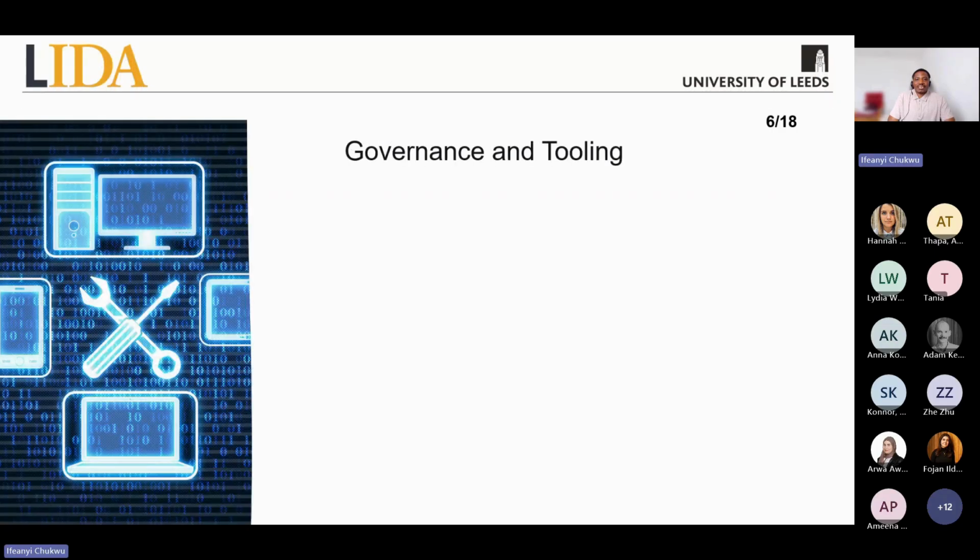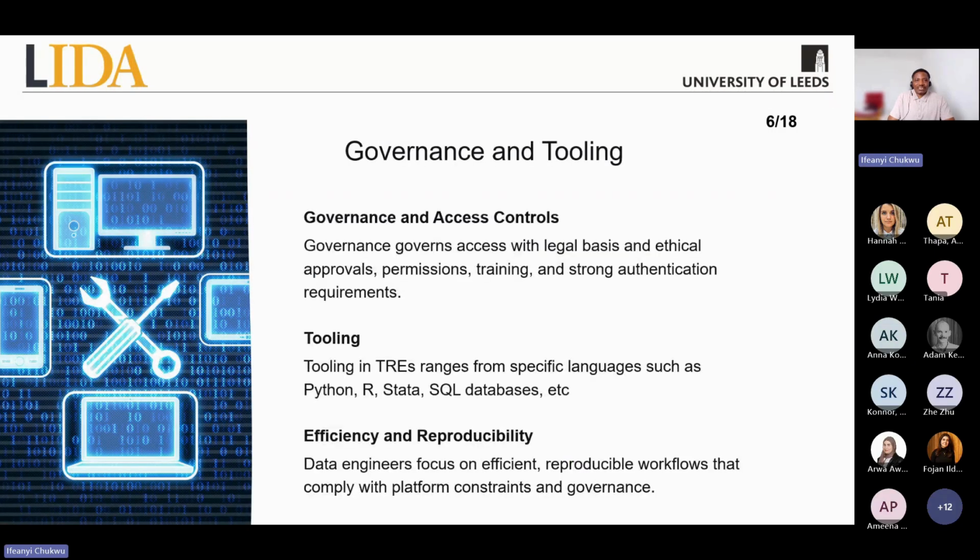So as an attribute of a TRE, governance is a key attribute, because without governance, a TRE is not really a TRE. Governance is assessed with legal basis, ethical approval, and permission. Training is offered to researchers and members that want to access the TRE, and they need to authenticate to have access.